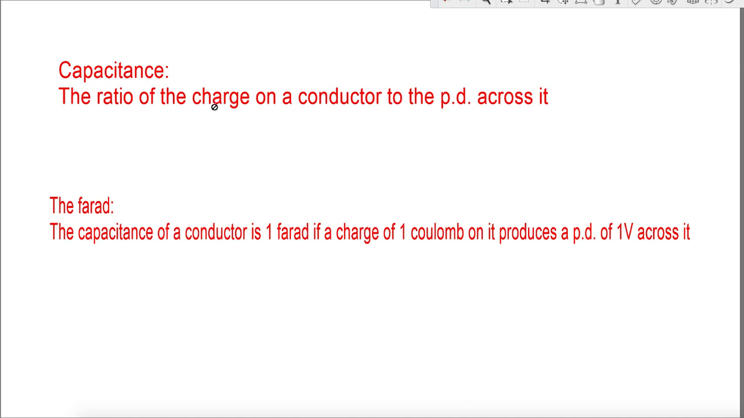So capacitance defined from that equation, the ratio of the charge on a conductor to the PD across it, and the farad, the capacitance of a conductor is 1 farad if a charge of 1 coulomb produces a PD of 1 volt across it, or a PD of 1 volt produces a charge of 1 coulomb. But it would be this way round. The charge would produce the PD. So there are your definitions.